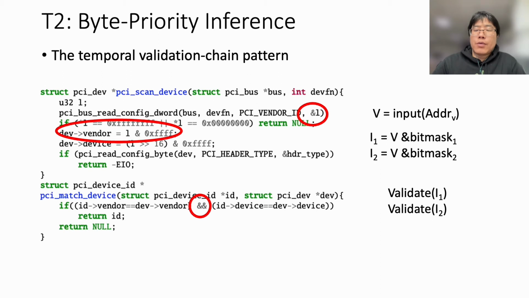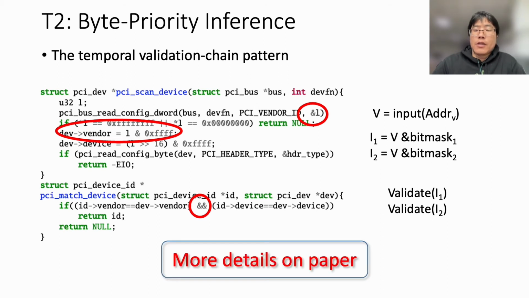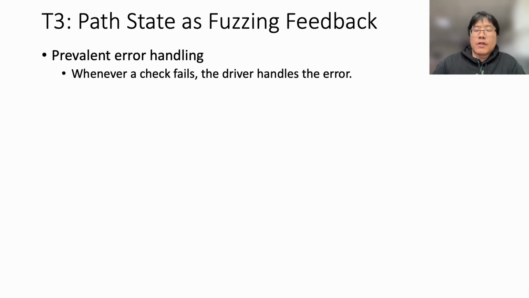Therefore, when fuzzers provide device input for the current address and next running, it should mutate the part covered by the bitmask first, then validation, uses, and so forth. Feed back the states of the driver execution error to the fuzzer.